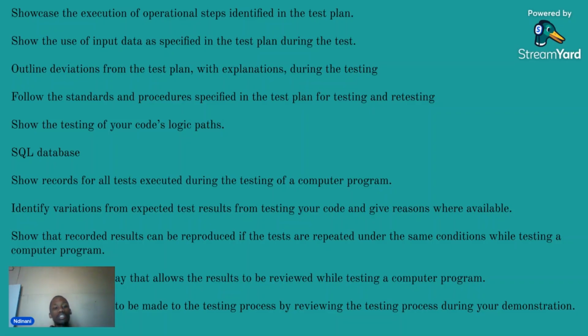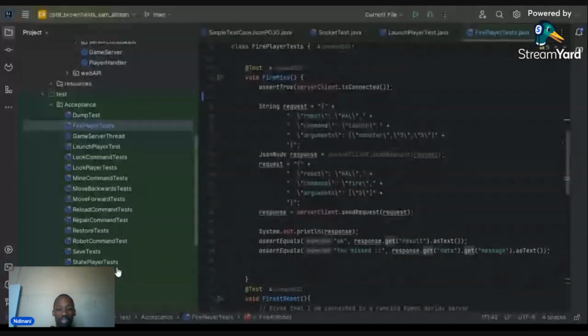For the next question, which is to show the testing of your code's logic path. Demonstrating the testing of code logic paths involves systematically validating different execution paths within our code base to ensure that each function or class behaves as expected. If I would do an example, I would use the misfire test. If we go to that, yes, the misfire test.